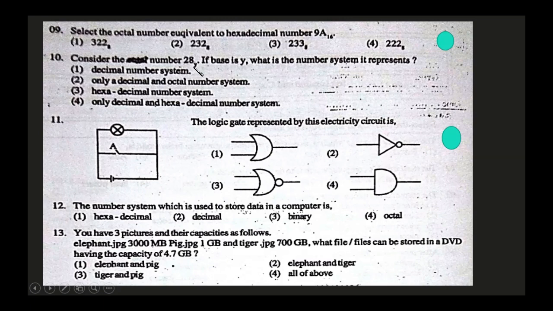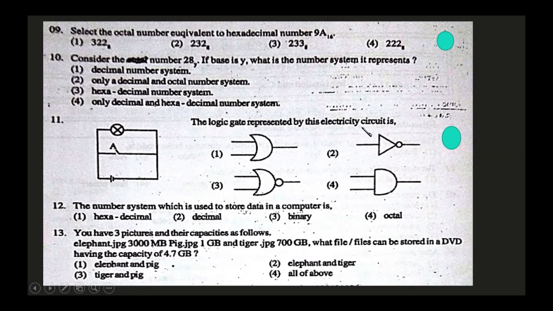And next one, consider the number 28. Here is base y. We don't know what the base value is for this. Actually this 28 belongs to decimal and hexadecimal. We cannot get this 8 in an octal number. So here only decimal and hexadecimal number, that means the fourth answer is the correct one. In 9th, the correct one is the second one. 10th, the correct one is the fourth one.